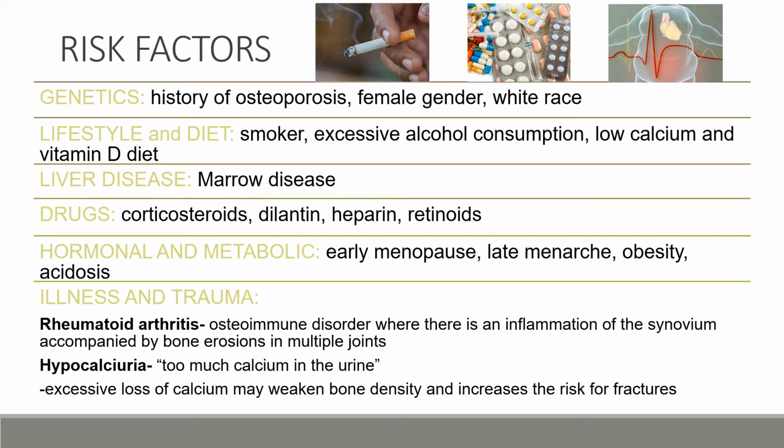In illness and trauma, I have 2 examples. One is rheumatoid arthritis, which is an autoimmune disorder where there's an inflammation of the synovium accompanied by bone erosions in multiple joints. So here, the stimulation of osteoclasts brings about a specific type of cells which promotes osteoclastogenesis, meaning creating or production of osteoclasts. And osteoclasts are responsible for bone resorption, but we will connect this to the pathophysiology of osteoporosis in the next slide. But this is the main reason why there are bone erosions in rheumatoid arthritis.